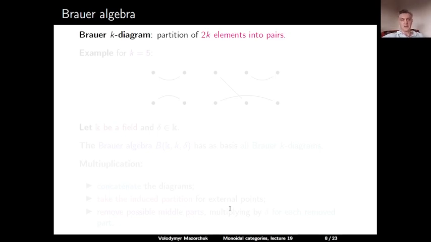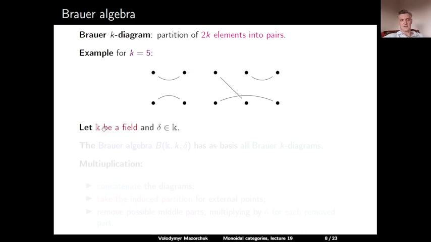So in order to define the Brauer algebra for k elements, we need to define the notion of a Brauer k-diagram. A Brauer k-diagram is a partition of 2k elements into pairs. This is how we are going to depict this. So we have k bullets in the bottom and k bullets in the top, and we partition them into pairs. If two bullets belong to the same pair, we connect them by some line. Of course, this diagram should be read up to isotopy and so on. But here we have a typical example of a Brauer diagram where k is equal to 5.